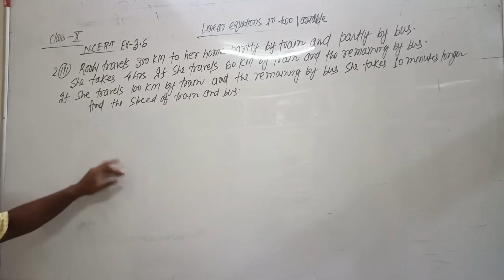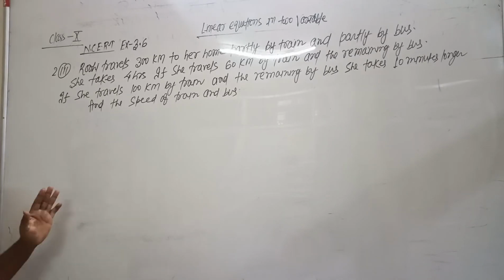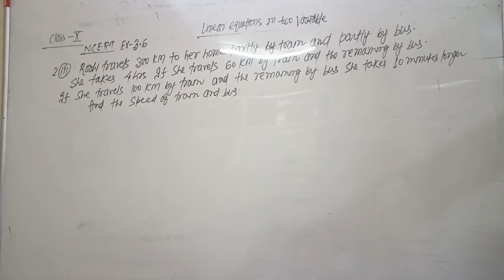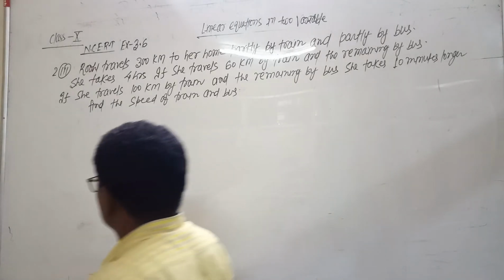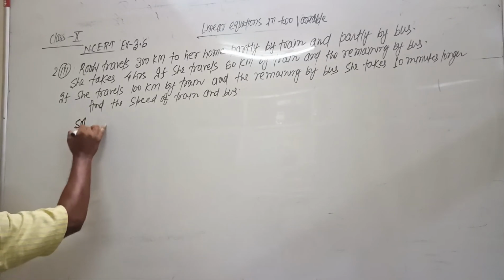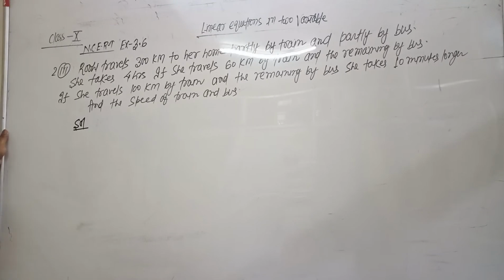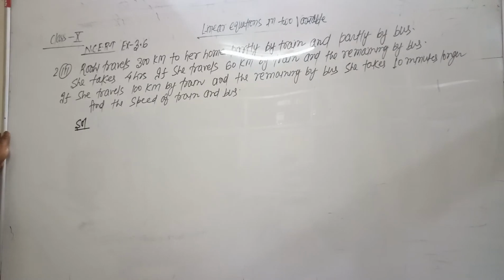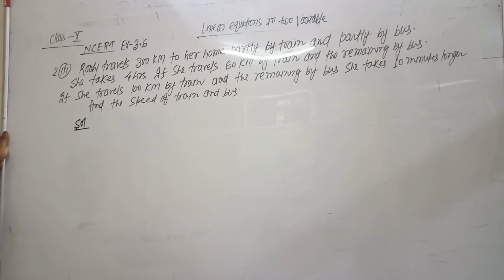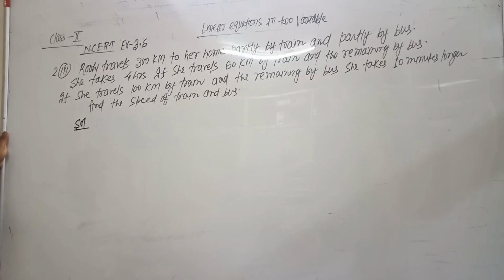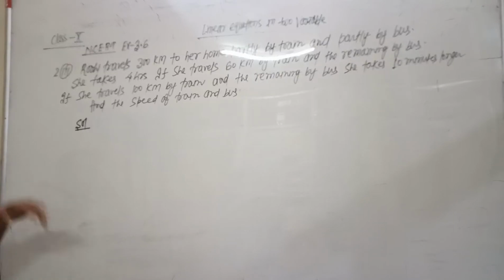In this video, we proceed with exercise 3.6 of the chapter Linear Equations, and this is the third part of question number 2. The question is, Ruhi travels 300 km to her home partly by train and partly by bus. There is a total of 300 km distance which is covered by Ruhi partly by train and partly by bus. She takes 4 hours.